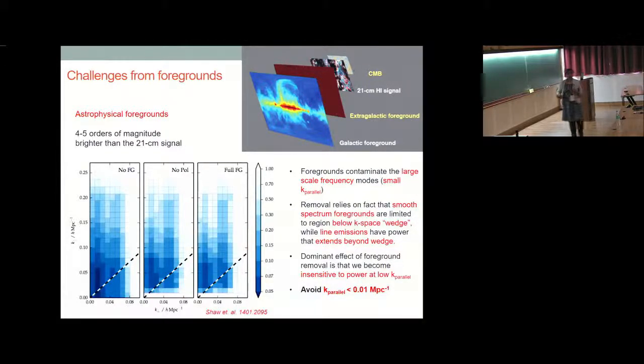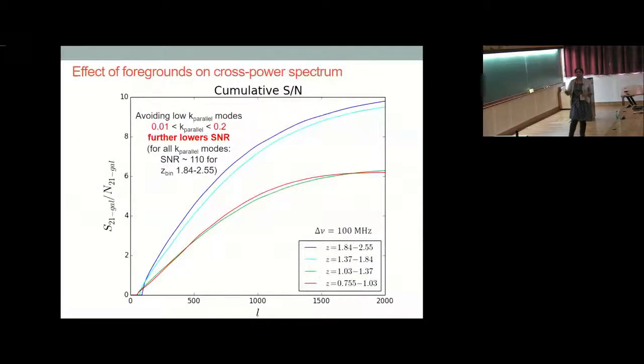So in our analysis, we have tried to avoid the modes k parallel less than 0.01. If you take that into account, the signal to noise falls further. We initially had 100. After we account for the foreground removal, it falls to 10.